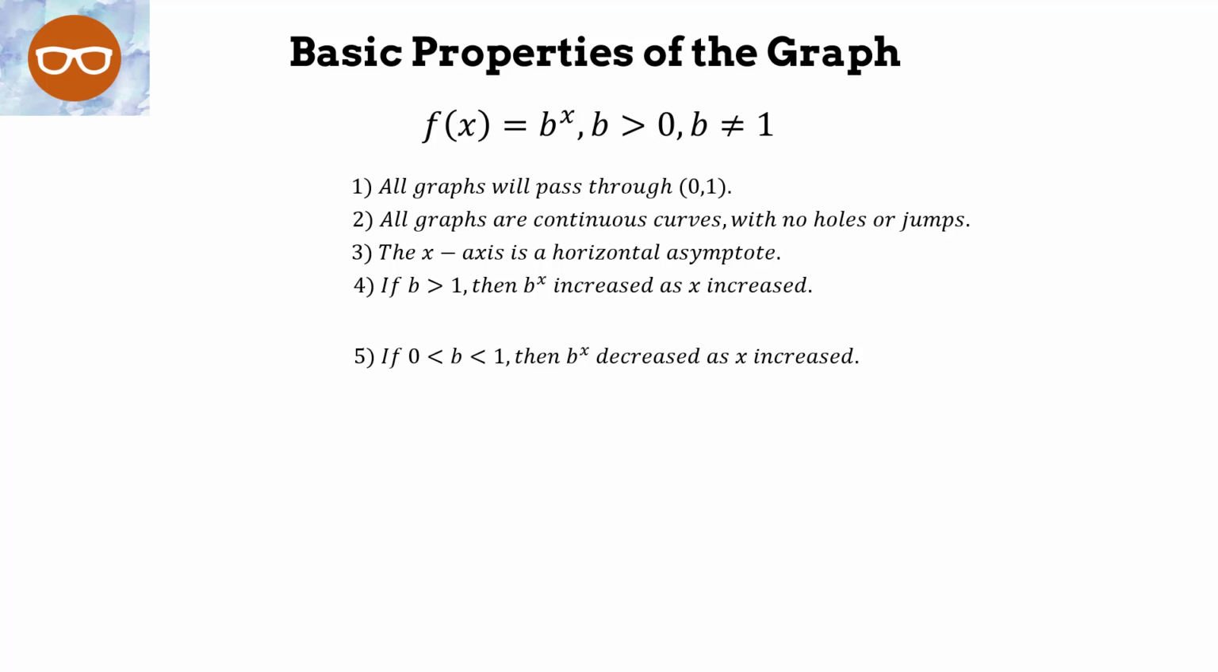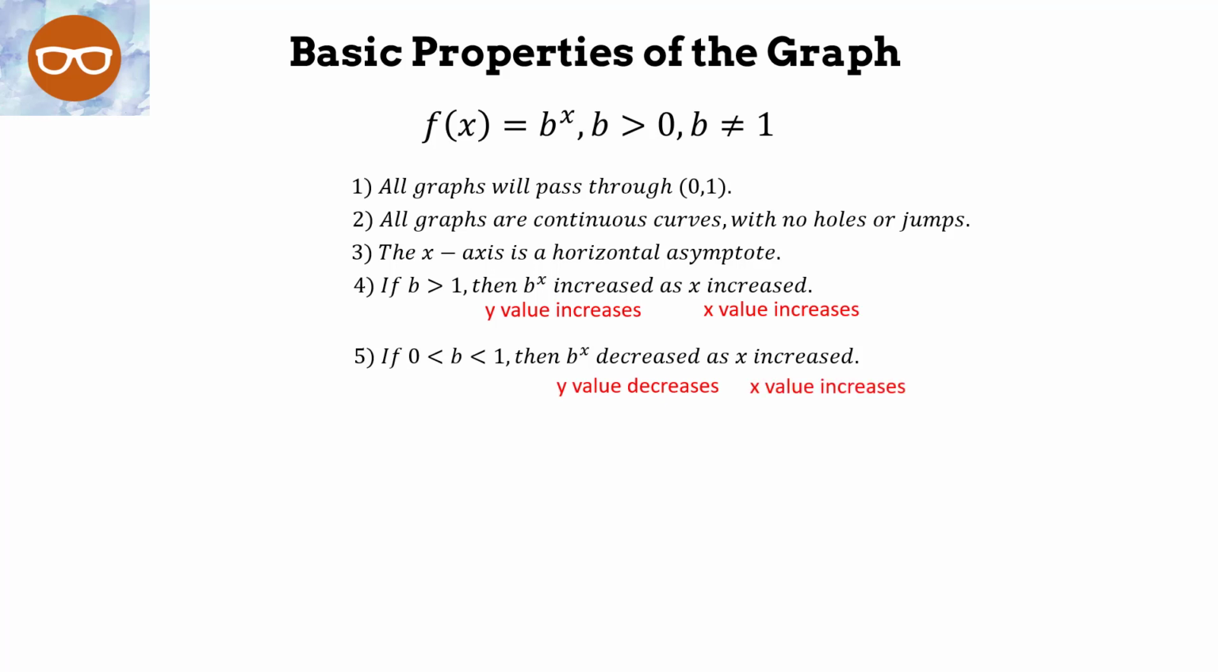4, if b is greater than 1, then b^x increases as x increases. That means as the x value increases, the y value increases. And 5, if 0 is less than b is less than 1, then b^x decreases as x increases. That means the y value decreases as the x value increases.